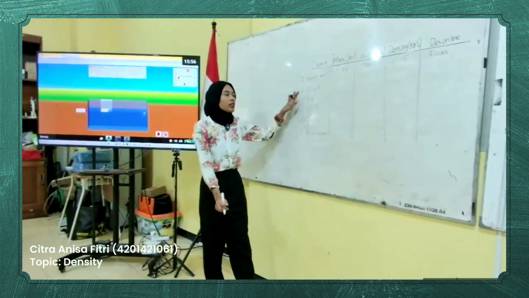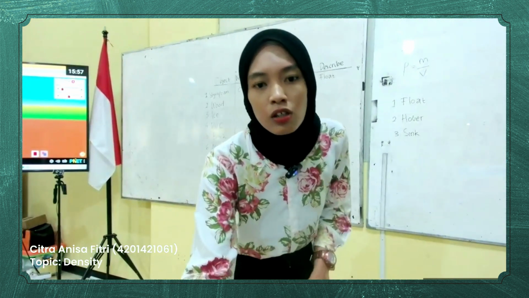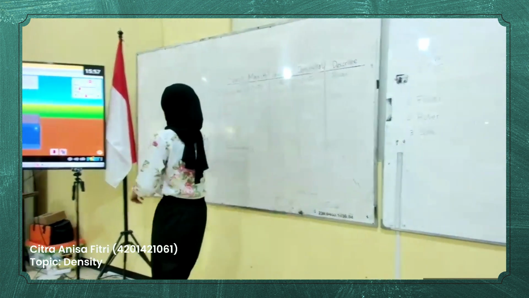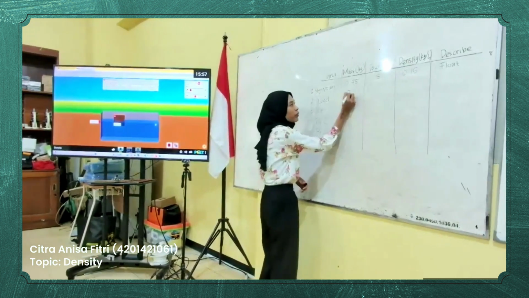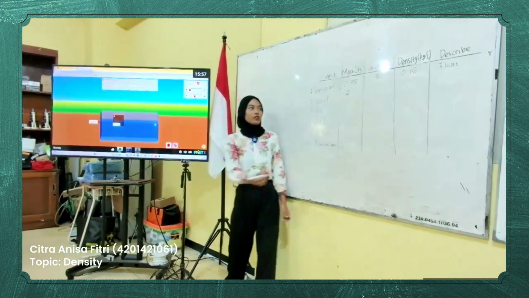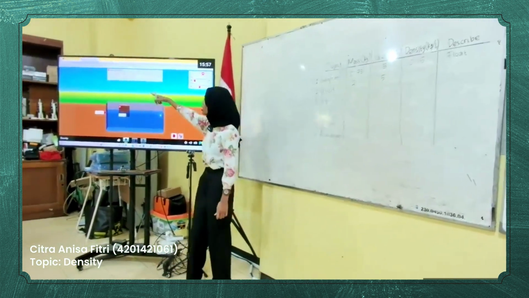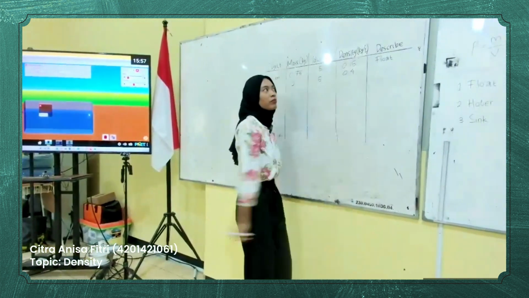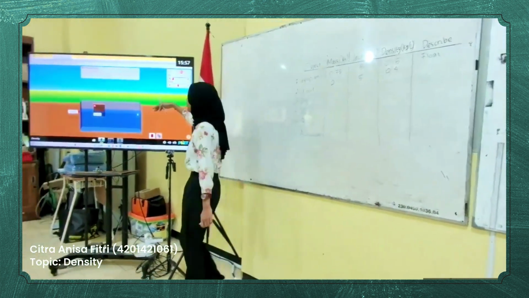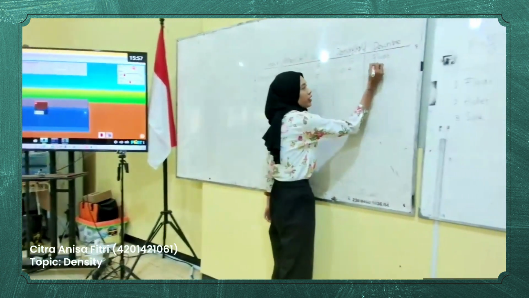Okay, next, for the second simulation, we can change the object type. In here, we can change to wood. So, wood has a mass of 2 kilograms, and the volume is 5 liters. And the density is 0.4 kilogram per liter. And we can see again that the wood will be floating. Okay, we can write here.